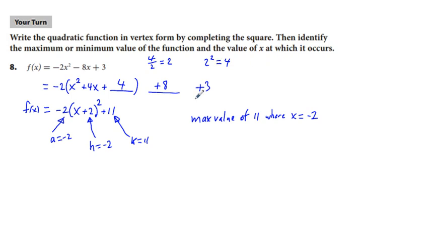So that's it. I will just add we have a vertex at the point h comma k. So we're going to have negative 2 comma 11. That's going to be the location of our vertex. Opens downward, vertically stretched by a factor of 2. So that's it.